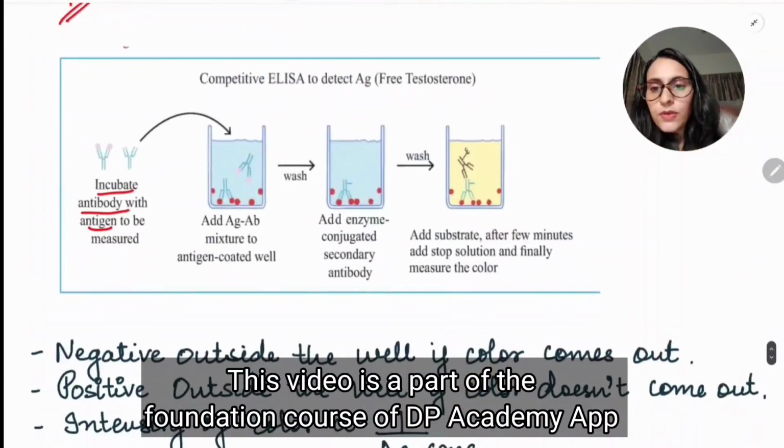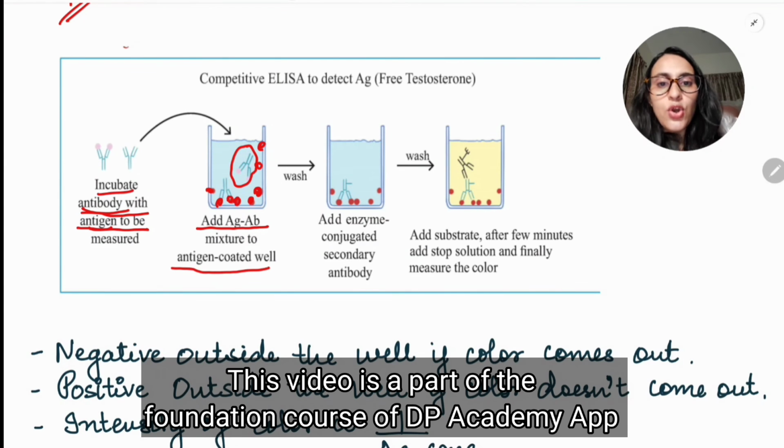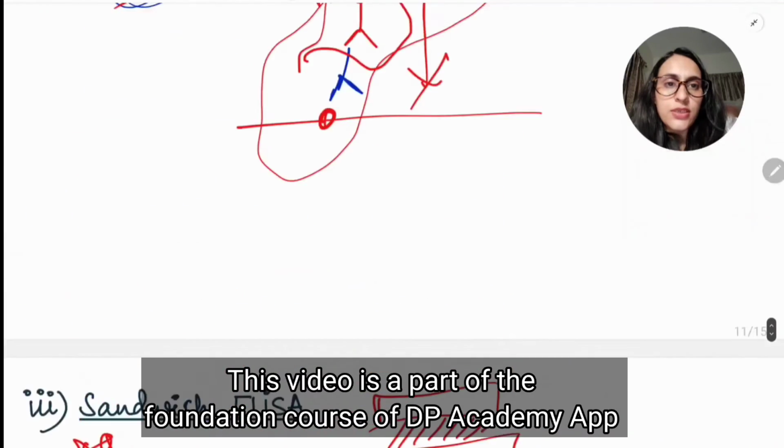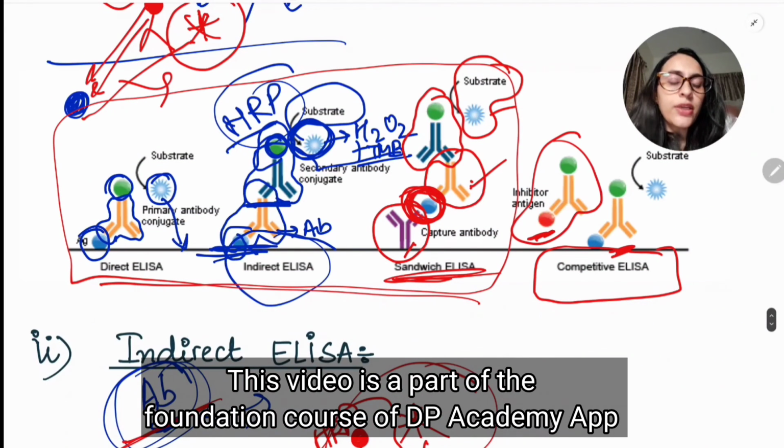So in the competitive ELISA, first of all, the antibody is reacted with the antigen outside the well. Then on this antigen antibody mixture, you coat the well with antigens. Here antigens are present. You can see this is the antigen antibody complex taken from outside, and inside these wells it is coated with the antigen. Now we have more antigen. On this you put the antibody with the enzyme, and then you add the substrate.